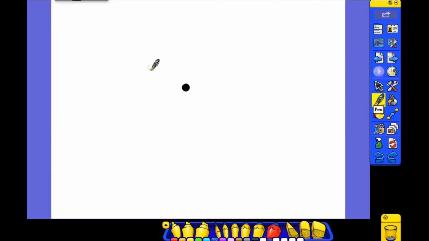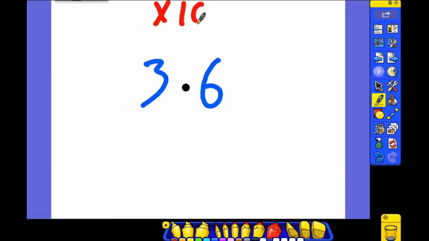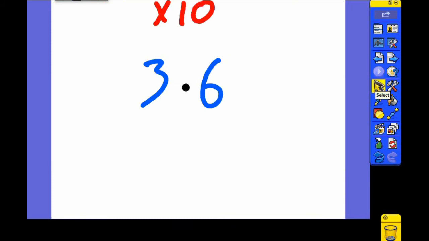So let's say we have the number 3.6. And I'm wanting us to multiply that by 10. Well, we could think about the columns moving. However, another maybe slightly easier way of thinking about it is to just think about the decimal point jumping one place to make the number bigger. So we've gone from 3.6 to 36. So by making the decimal point jump, we can make a number bigger or smaller.